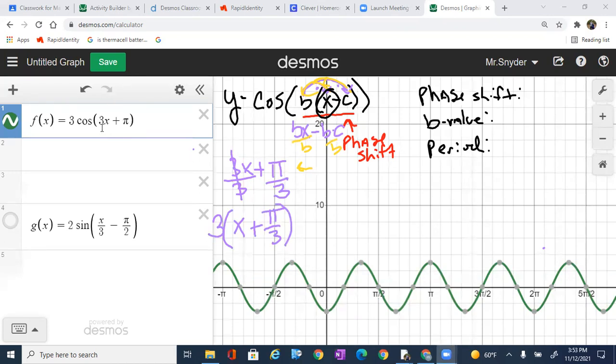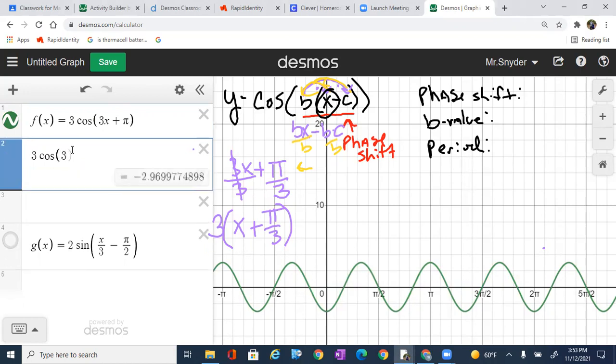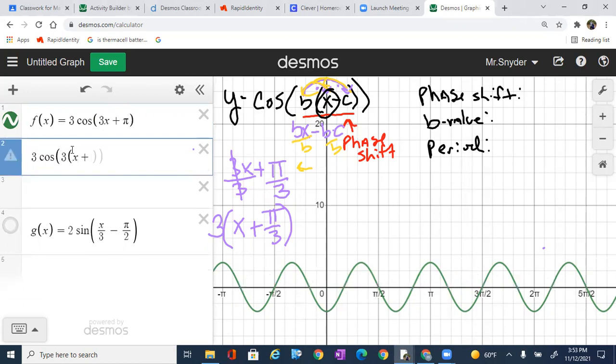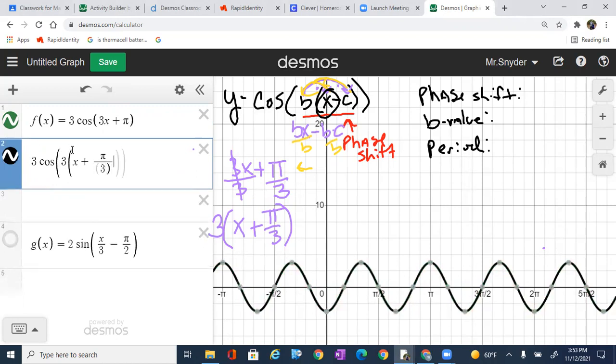Now we do want to verify, does this actually make sense? Is it going to give us the exact same graph? We don't want to do this wrong. So I'm going to put 3, parentheses, x plus pi over 3. And you'll notice what happens. It goes ahead and graphs it the exact way it needs to. It overlaps it.